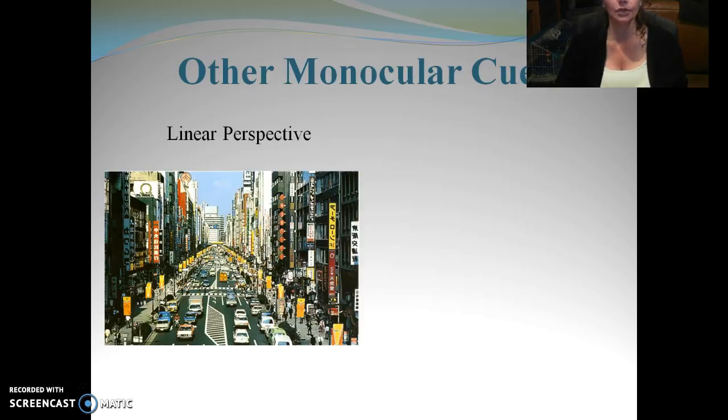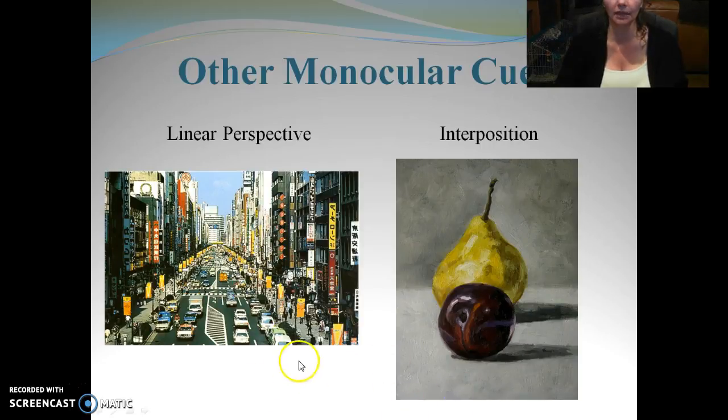Other monocular cues that we use include linear perspective. We see that lines converge off into the distance, and we use interposition, where we look at this object obscuring the object behind it, so we assume this object is closer and this object is further away.